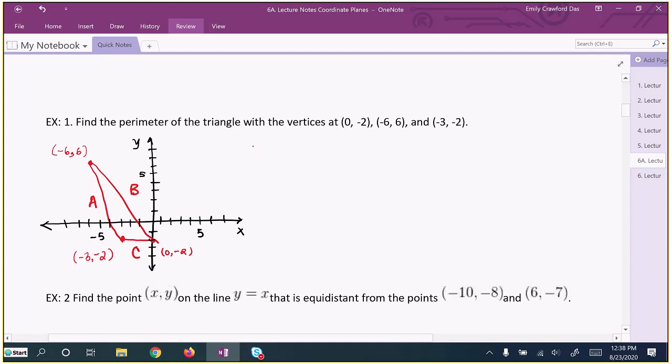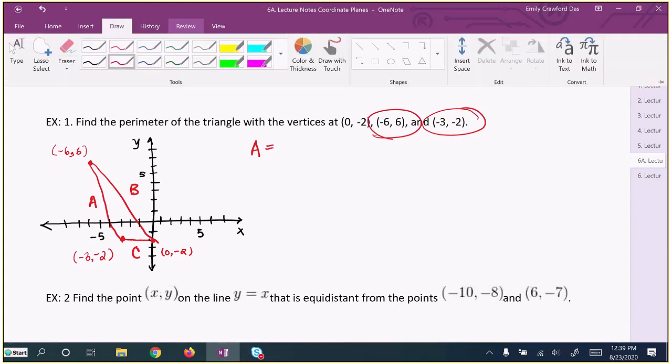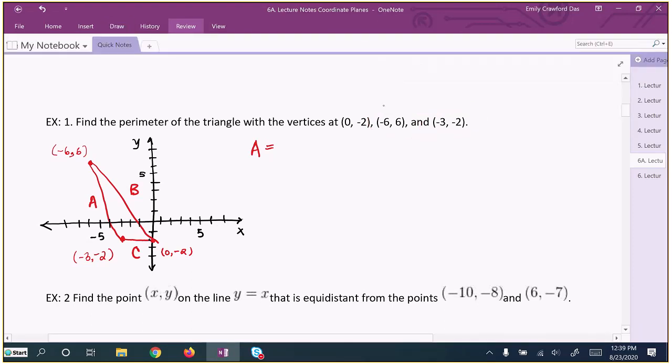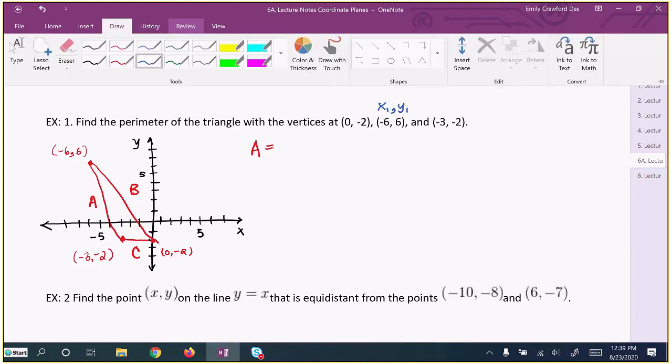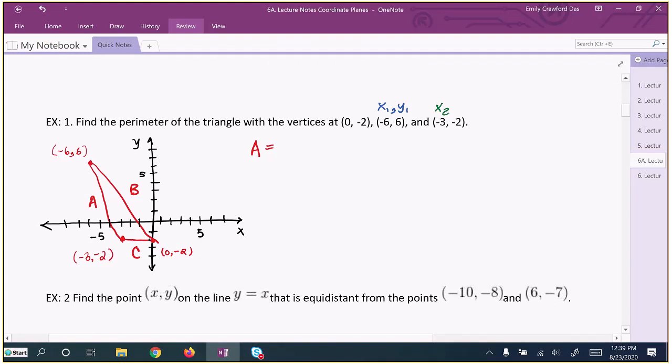So let's start with A. Let's say I want to find A. Well, that would be applying the distance formula to the points (-3, -2) and (-6, 6). And what I'm going to do is I'm going to make assignments here. We know that we want to call one point x1, y1. So let's say this is x1, y1. And we want to call one point x2, y2. And it doesn't matter which is which, as long as I'm consistent.